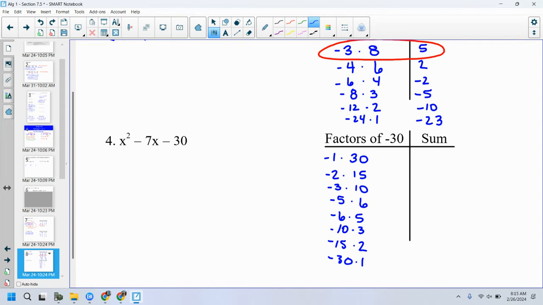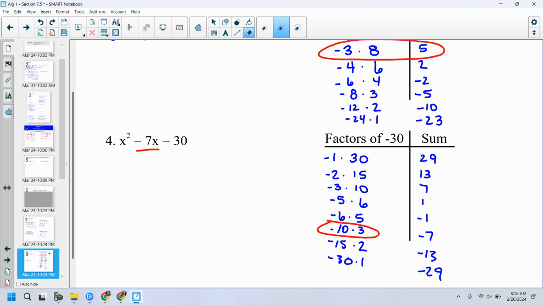And now we list out our sums. 29, 13, 7, 1, negative 1, negative 7, negative 13, negative 29. Which set of factors wins? Which set of factors are going to work? Rocco? Yeah. Because this set of factors gets me the negative 7 that I wanted in the middle. There's only one set of factors that gets to the middle. All right, so that means that's an x minus 10, x plus 3.